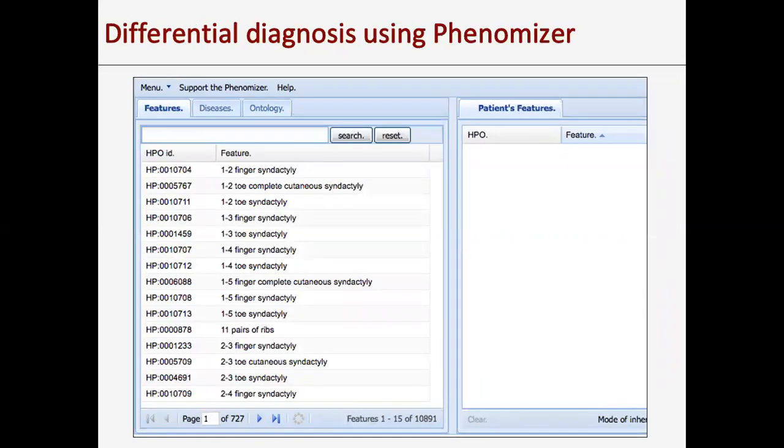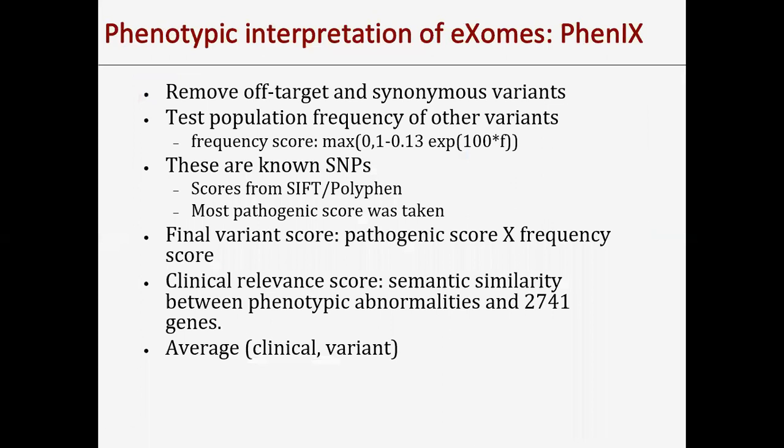So this is how this database looks like. You can see this is the HPO ID and these are the features. Suppose you want to look up syndactyly or any other feature, there will be an HPO term, and when you click on this HPO term, it will give you the disease association and the gene information, what all known genes are associated with this particular phenotype.